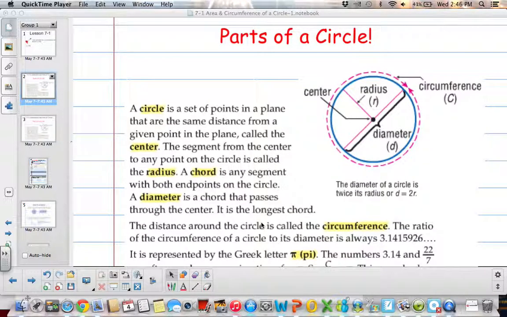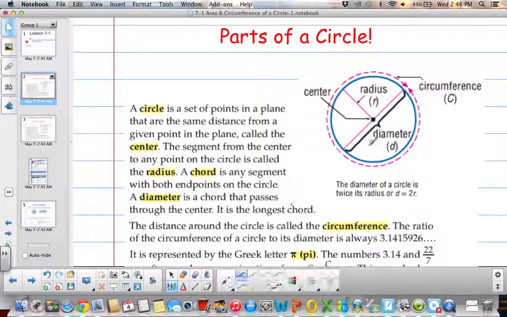A chord is any segment with both endpoints on the circle. So an example would be, because I don't have one on here, oops, okay, it'd be a straight line, but it'd be like that.